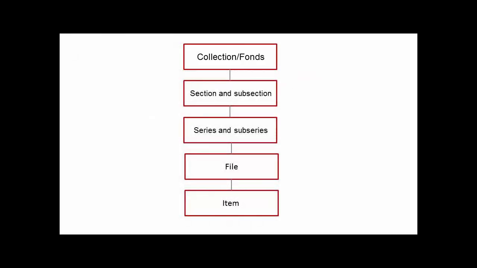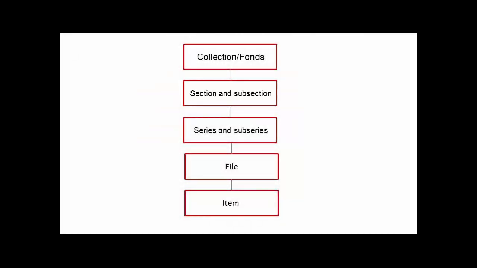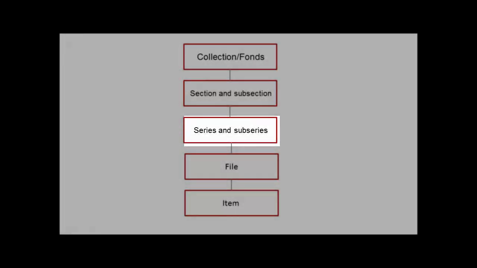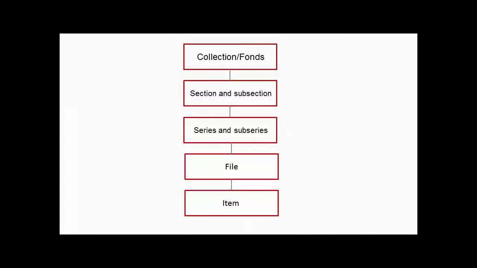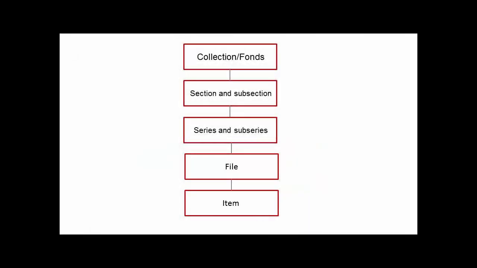As the catalogue moves through different levels of description, it describes in more detail exactly who or which function generated certain records with section and subsections, and then the relationships between the records with series and subseries. Below this, we use the terms file and item to describe individual records or groups of records. It's usually the file or item level description that is the unit of production, i.e. what you come in to view in our reading room.